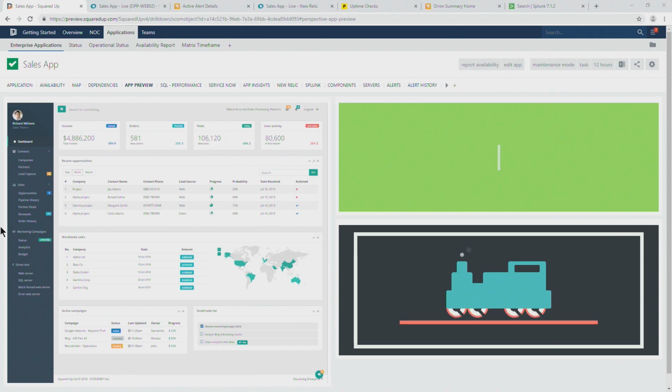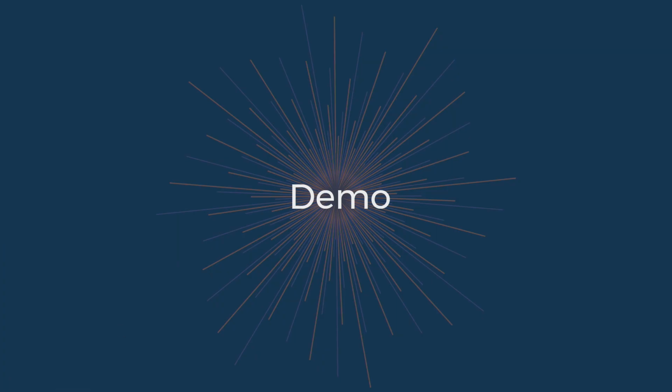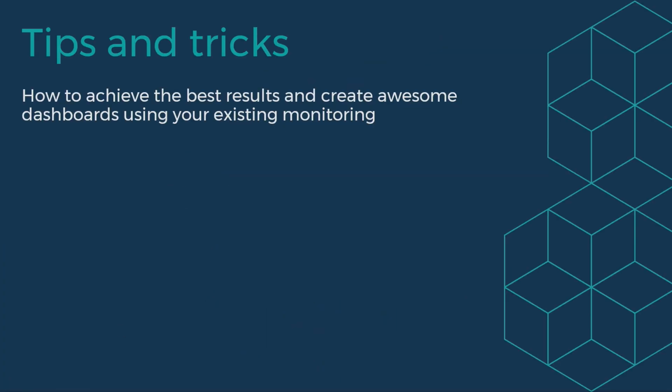I'm just going to finish off with a couple of quick tips and tricks, some things that I've touched on through the demo and earlier in the presentation. So how to achieve the best results and create awesome dashboards for your user base. Getting engagement is always hard, so I think the more you can do, maybe not as far as an animated train, but there are plenty of things you can do to make your SCOM data a little bit more appealing outside of the core monitoring team.